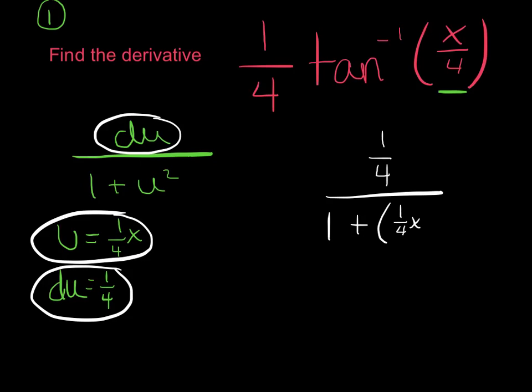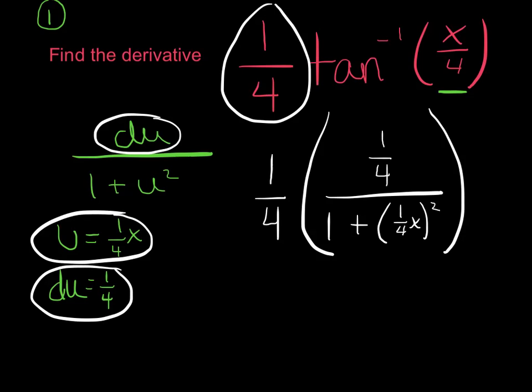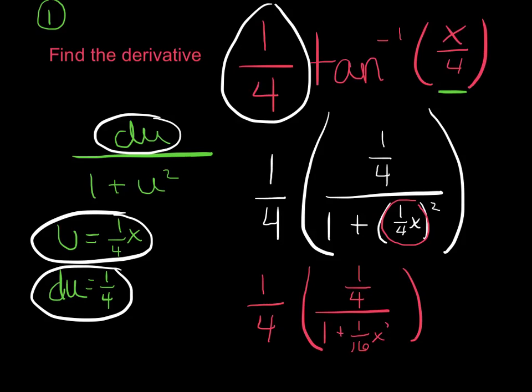So 1/4 x squared. Now the other thing I want to note is that I did have a 1/4 in front of this, so I want to bring down my 1/4 as well, times this quantity. And now it's just the cleanup part, so this is where you just need to slow down and take your time. I'm going to say this is 1/4 over 1 plus, if I square everything I see inside here, that looks like 1/16 x squared. And again, we just need to clean this bear up.